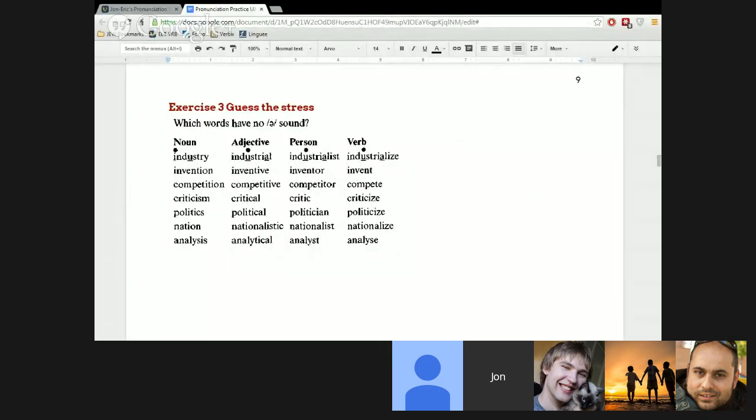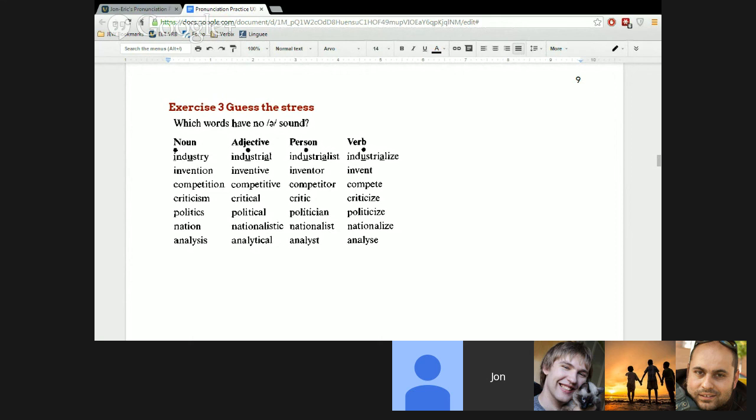Let's try invention. I know it's a little difficult at first, but get your teeth in front of your lip. Invention. It's not bad. Next. Inventive. Okay. Inventor. Invent.